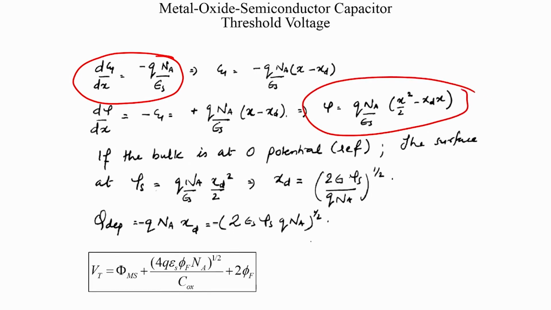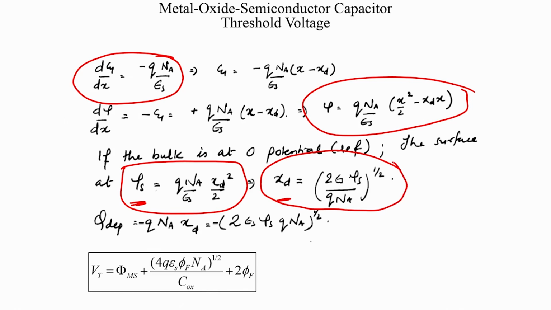So, I will not go through these details; I think all of you are now at this point familiar with all this. That is the potential, and if you say that the bulk is at 0 potential, the interface will have a potential of this term here, and that is the surface potential at the interface. And what is XD? XD can be written in terms of the surface potential as this.